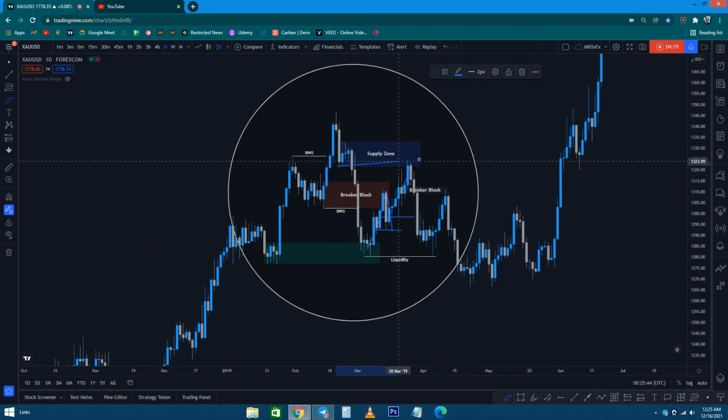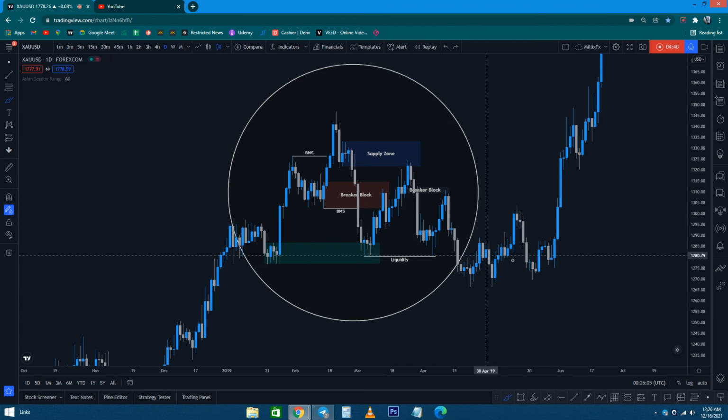Okay, tap into the supply zone, which actually took price down, and then taking liquidity and then flying back to the upside. So that is a very perfect example. And you can see when you look at breaker blocks, for example, it doesn't necessarily mean that they are not strong enough to push price away. There are several examples I can show you.